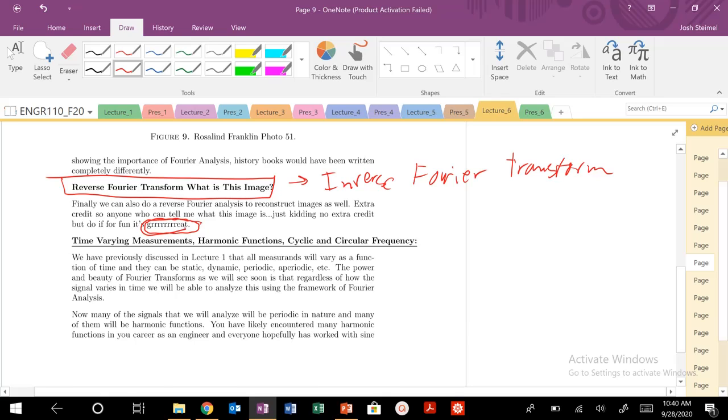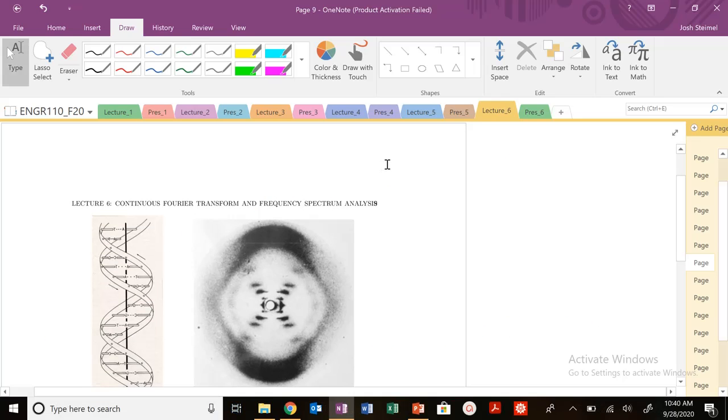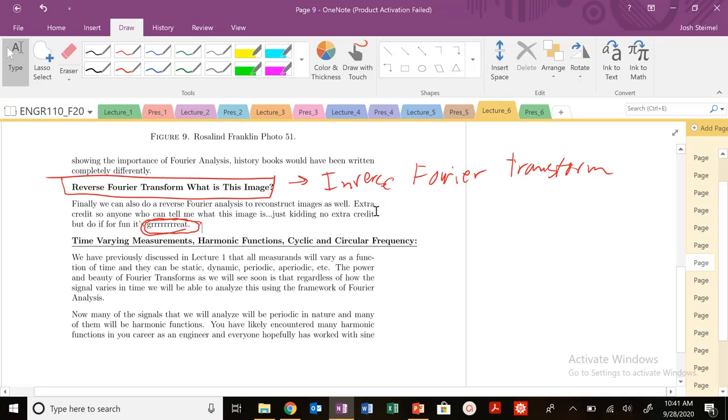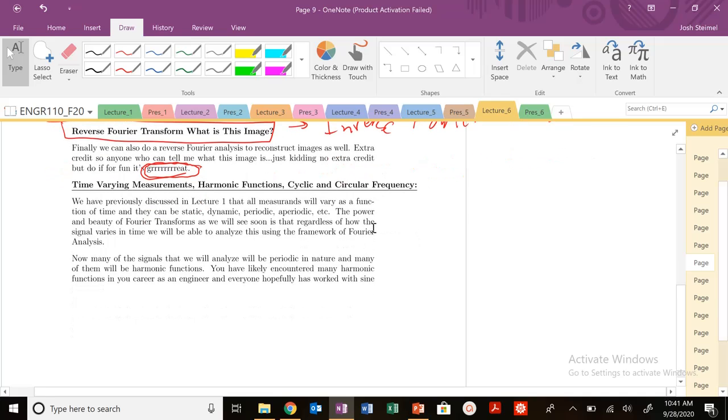Anyways, that's all we have for today. Next time, we're going to get into the math of Fourier analysis, and specifically how we could classify time-varying measurements and perform continuous Fourier transforms.